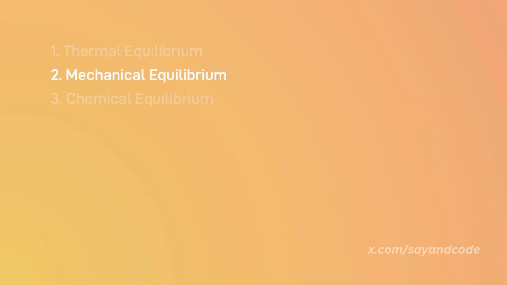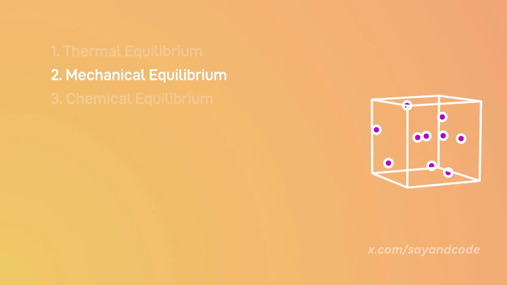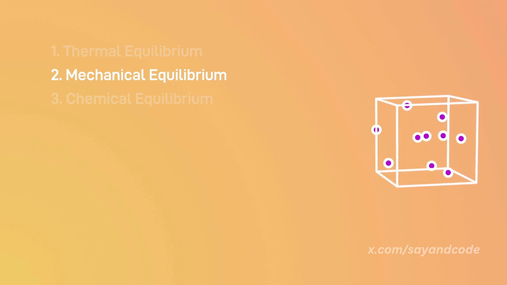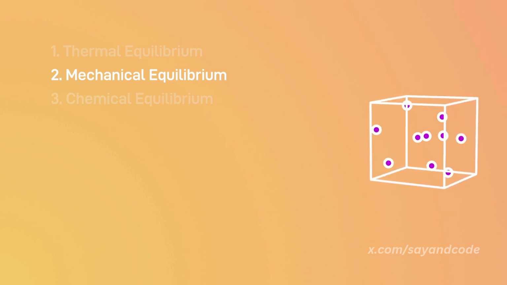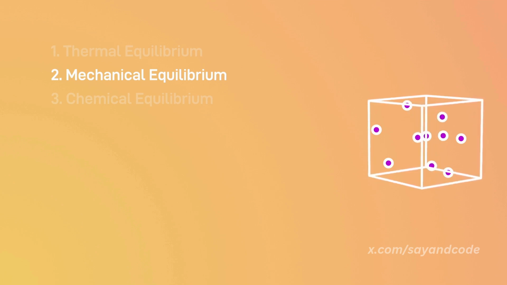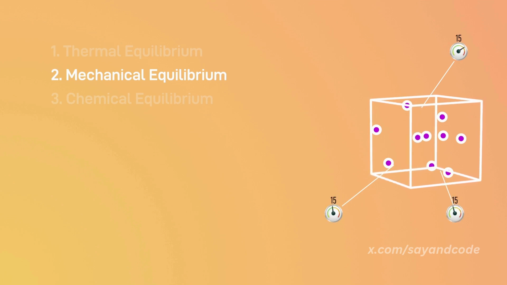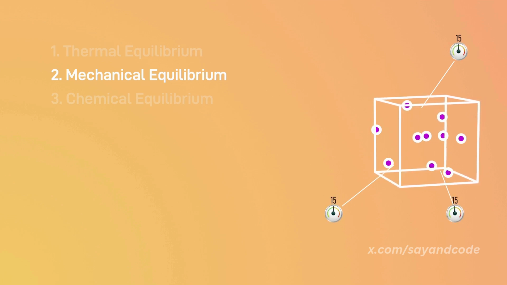Number 2. Mechanical equilibrium. The system must be mechanically balanced. That means there must be no net forces on the system. In most systems we see in thermodynamics, this means that the pressure at all points inside the system should be the same. So if we measure every point using a barometer, we will get the same reading.